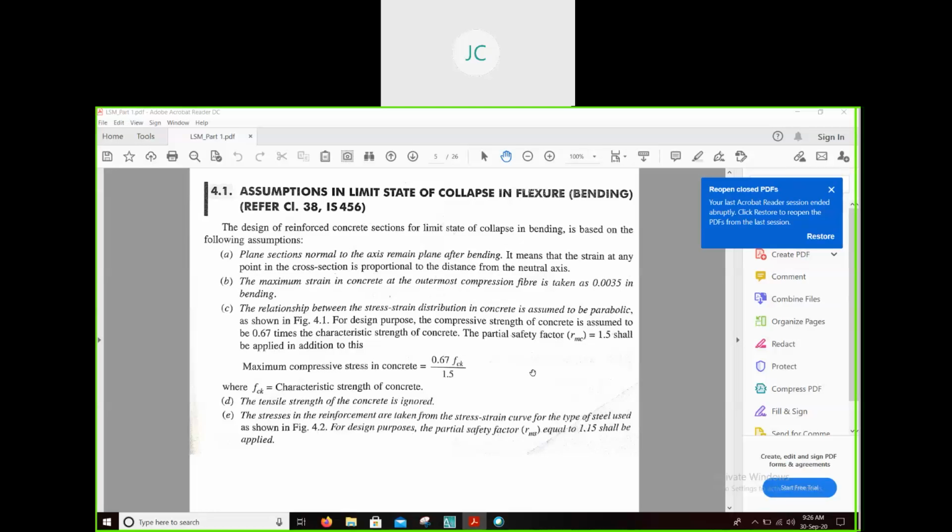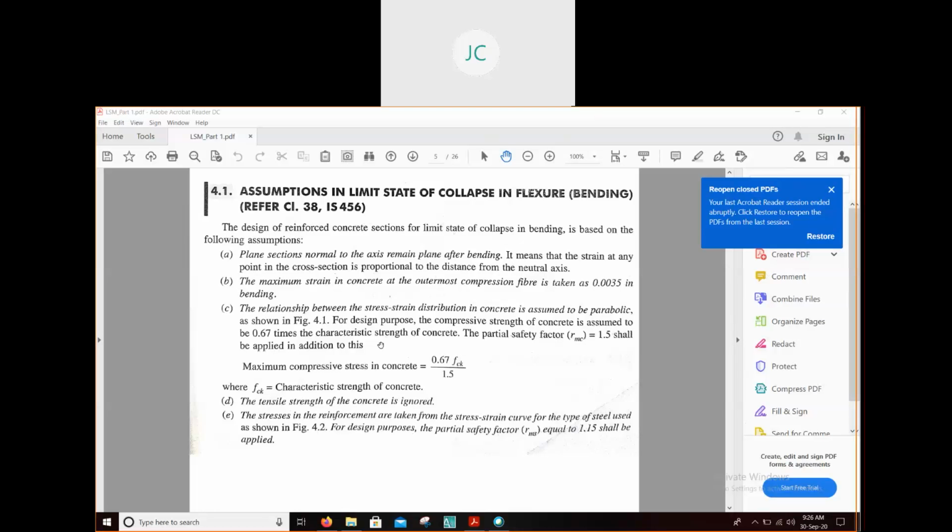Can you see the screen? I hope all of you can see the screen. Hello. Okay, so all of you can see the screen. Okay.